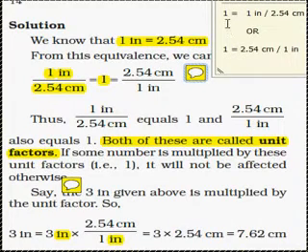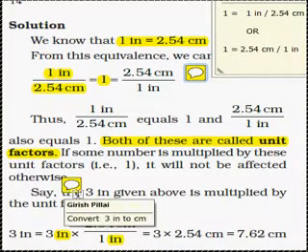We can write this as 1 is equal to 1 inch upon 2.54 centimeter, or we can write 1 is equal to 2.54 centimeter upon 1 inch. So 1 inch upon 2.54 centimeter equals 1, as well as 2.54 centimeter upon 1 inch equals 1. Both of these are called unit factors. They convert one unit into another.